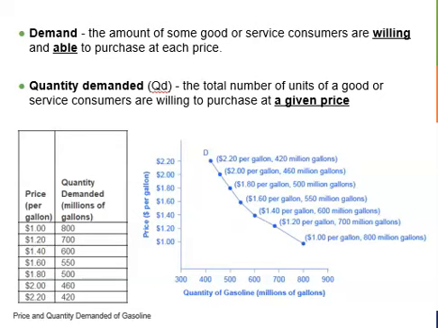The lowest point on this demand curve is associated with the lowest price on our table. The price is $1 per gallon and the quantity demanded is 800 million gallons. Again, you can see that when the price level is high, quantity demanded is low. And when the price level is low, quantity demanded is high. Assume that everything else stays the same. This is what we call the law of demand.